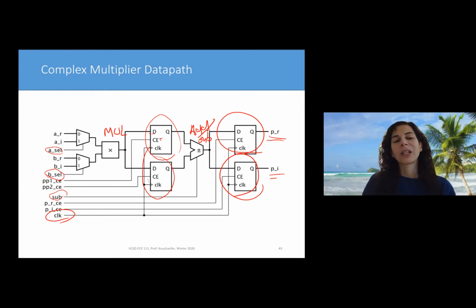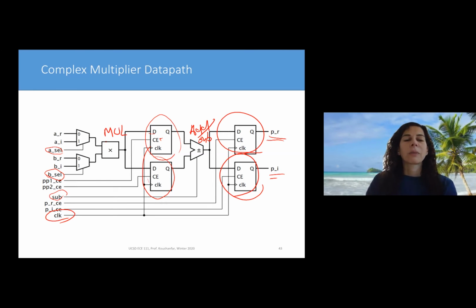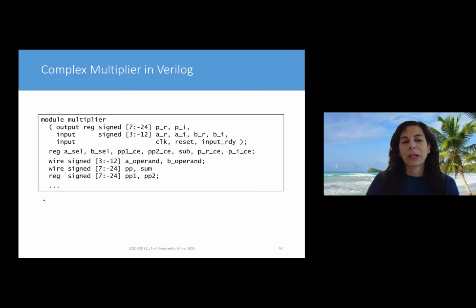controller. So the controller tells me if I'm in the first cycle, I need the real part of A and B, so A select is going to be 0, B select is going to be 0, and then this multiplication happens, and I'm going to put the results in the upper register. So this one is enabled and this one is disabled. So this is 1, this is 0. The subtractor doesn't really matter, so it's a don't care because I'm not really at that stage yet. And then these two are basically not mattering.